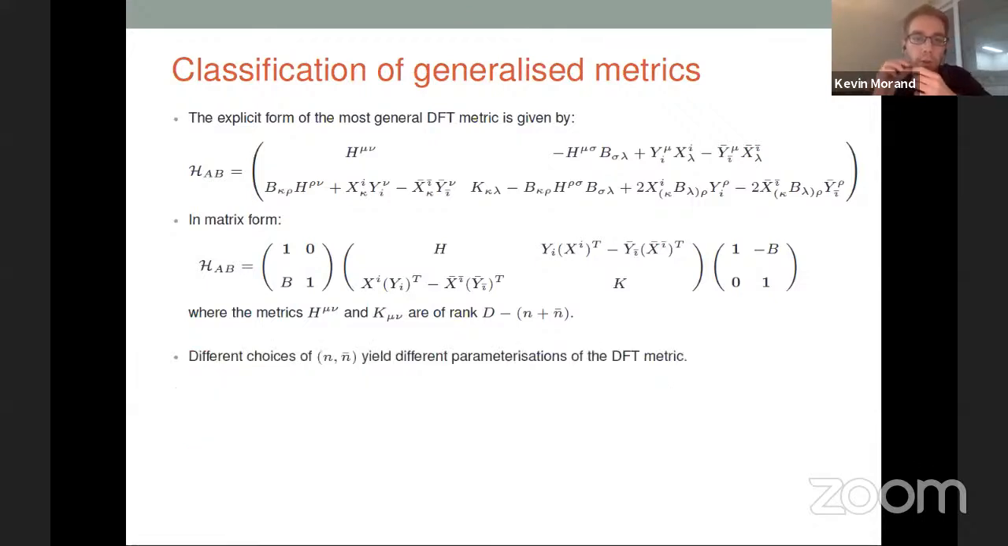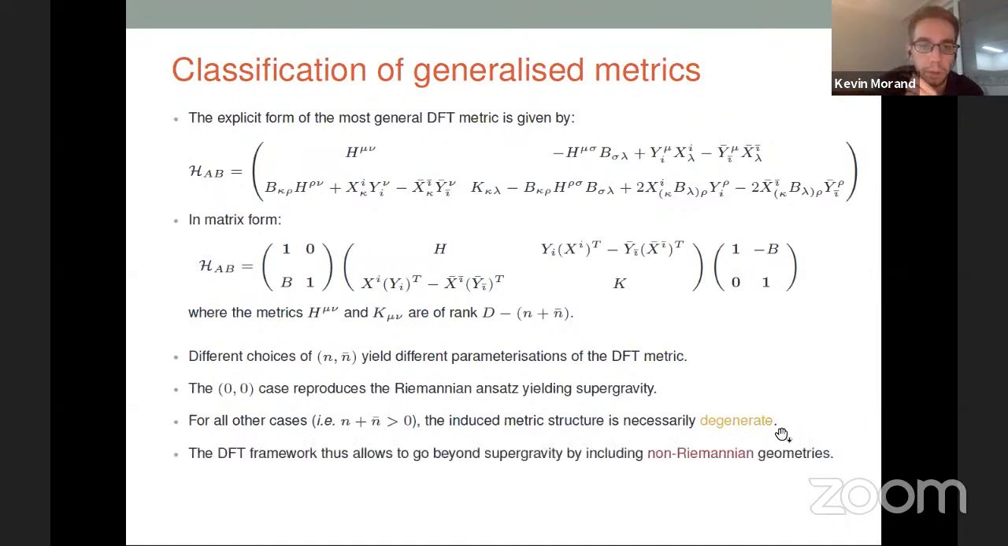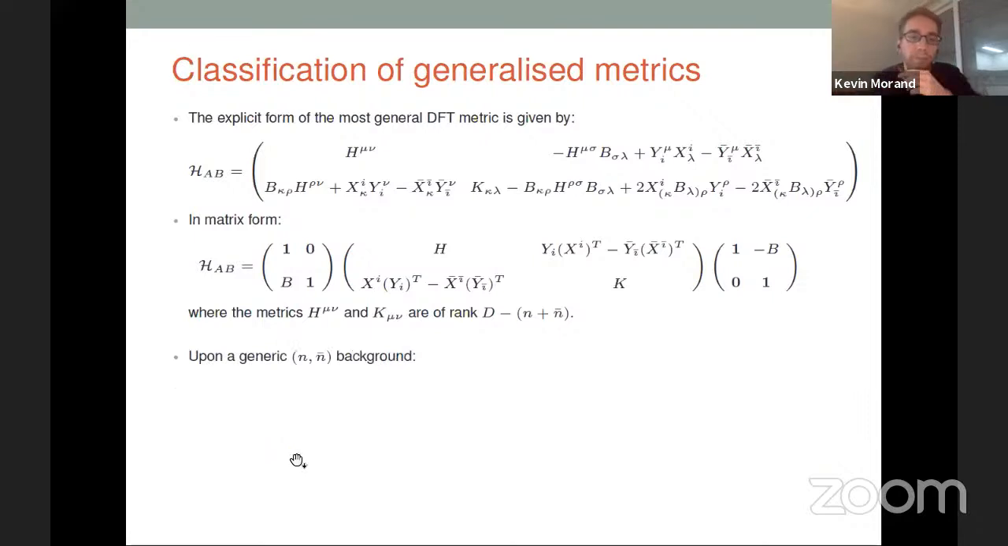Okay, so just some additional remarks regarding this classification. Obviously, different choices of n and n bar will yield different parameterizations of the DFT metric. And the (0,0) case reproduces the Riemannian ansatz, the one we saw earlier, that yields supergravity. For all the other cases, the induced metric structure is degenerate. So we have some non-Riemannian geometries appearing for all the other cases. So we can include some non-Riemannian geometries within DFT, which allows us to go beyond supergravity.